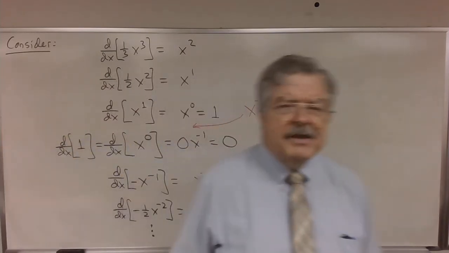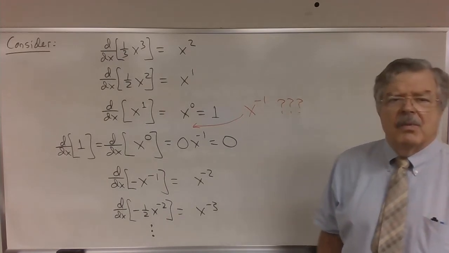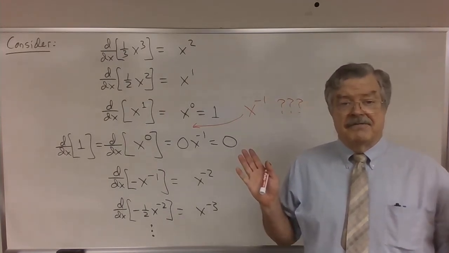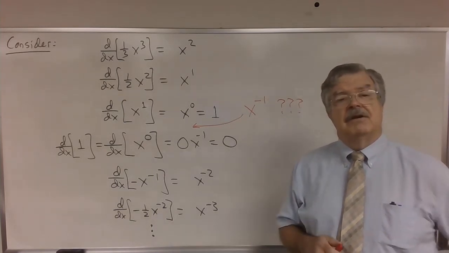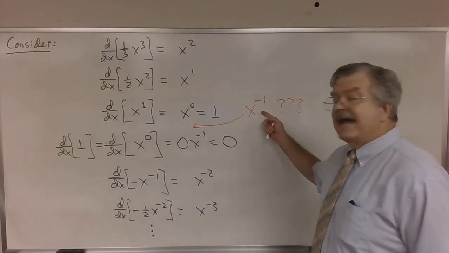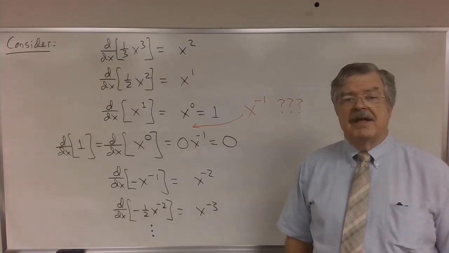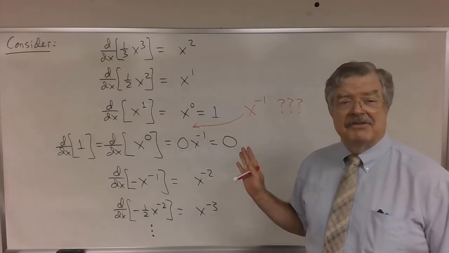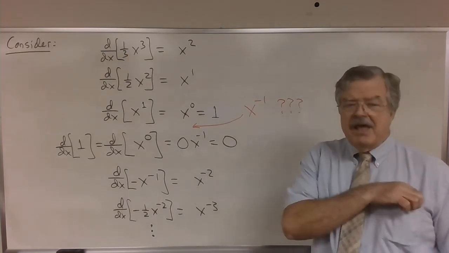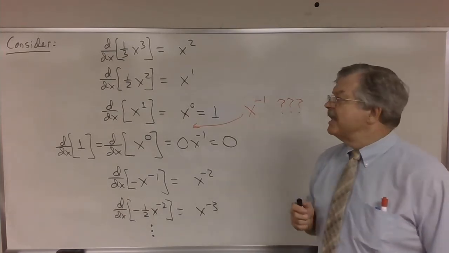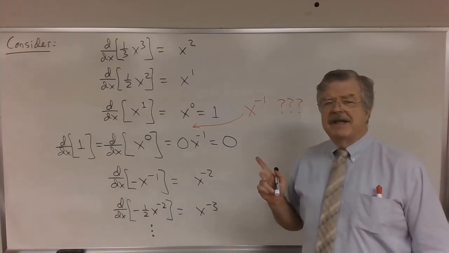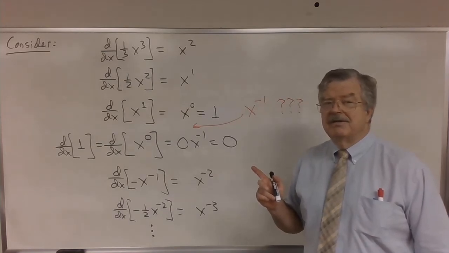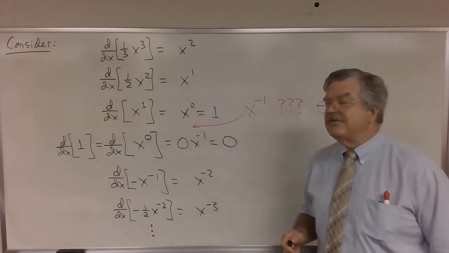And that's significant for a few reasons. One, if you think about it, we haven't seen a function that we can compute the derivative of and get x to the -1. If there is such a function, we haven't seen it. And this also explains why the power rule for integrals doesn't work for the exponent of -1.